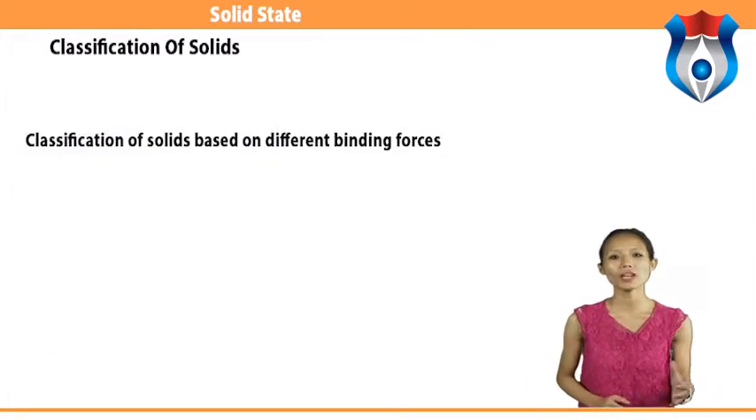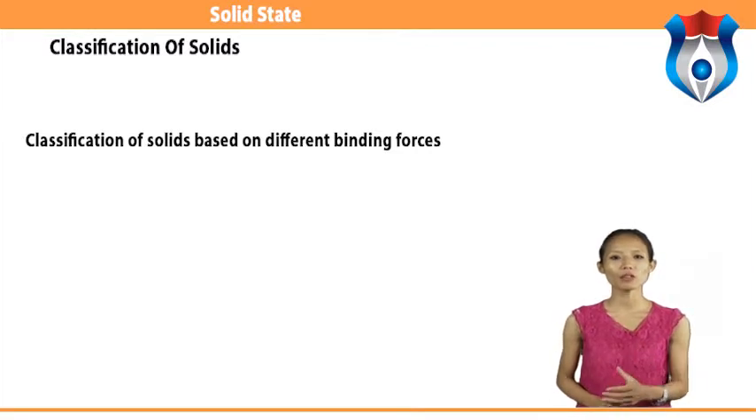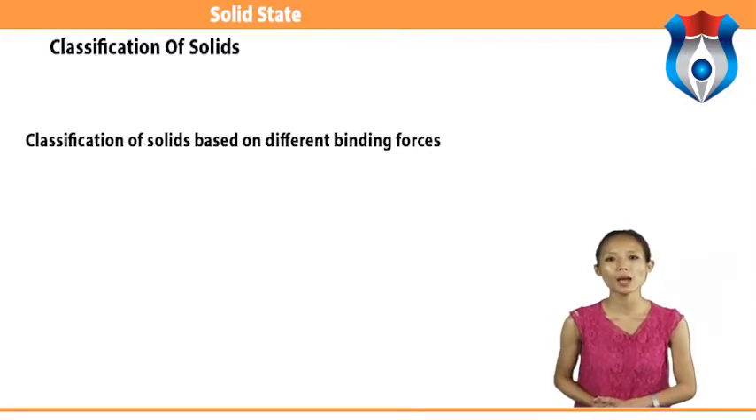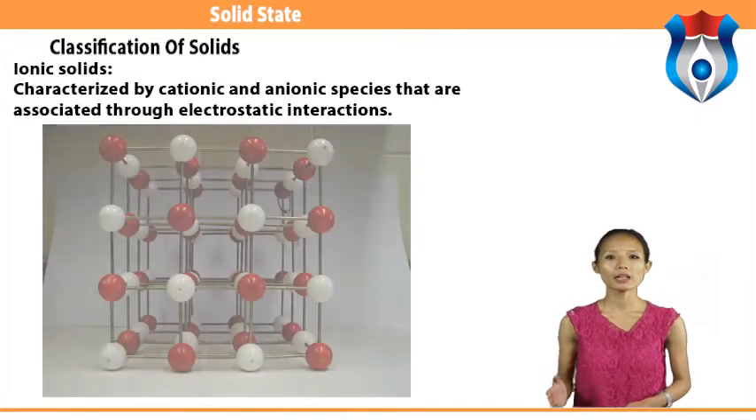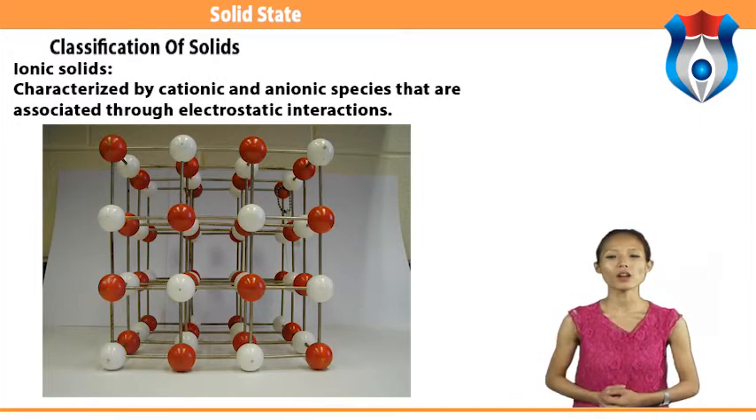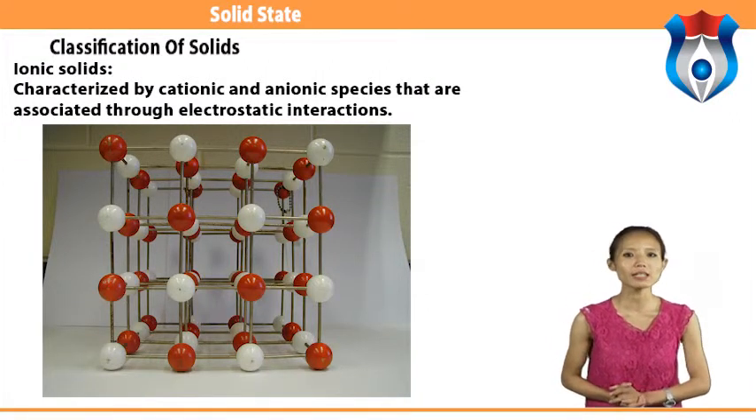Classification of solids based on different binding forces. Every amorphous and crystalline solid possesses certain types of inter- and intramolecular interaction between its subunits that govern its overall properties. A. Ionic solids. These solids are characterized by cationic and anionic species that are associated through electrostatic interaction.